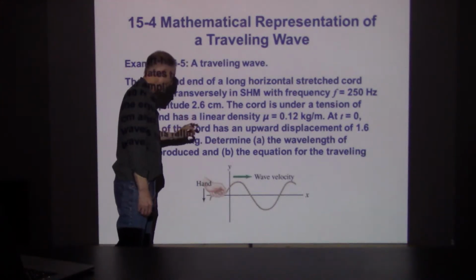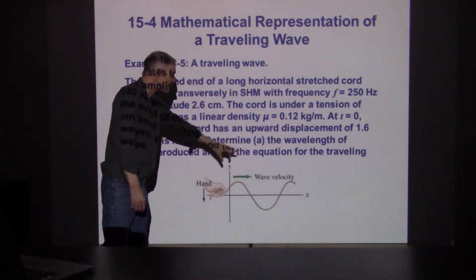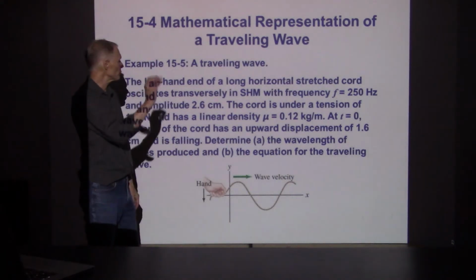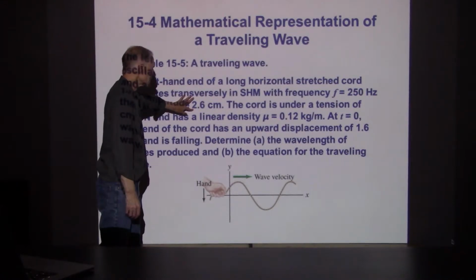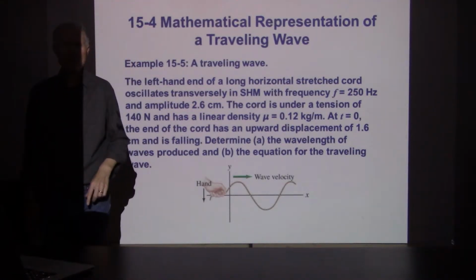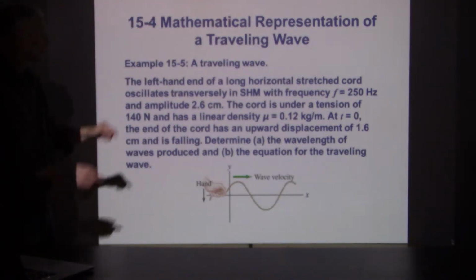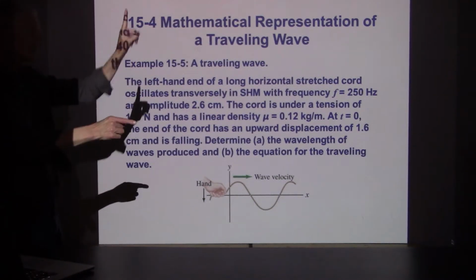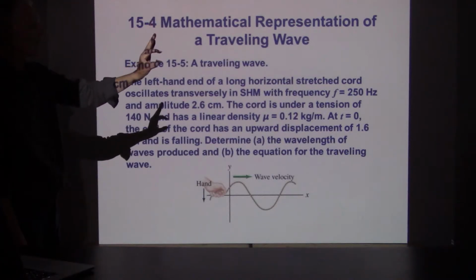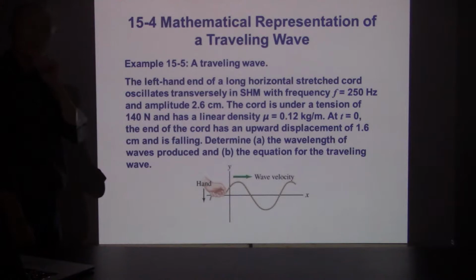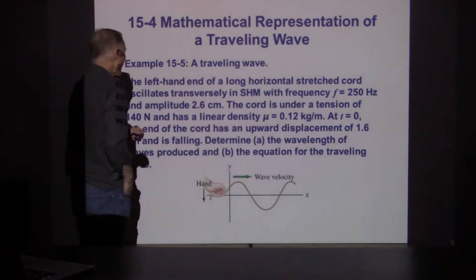So individual pieces of the medium are oscillating back and forth 250 times a second. The amplitude is 2.6 centimeters. Those are some remarkable numbers. So 2.6 centimeters, that's 2.6 centimeters here and 2.6 here. That's like 5 centimeters back and forth, 250 times a second. I bet the velocities and acceleration numbers are going to be huge for that.